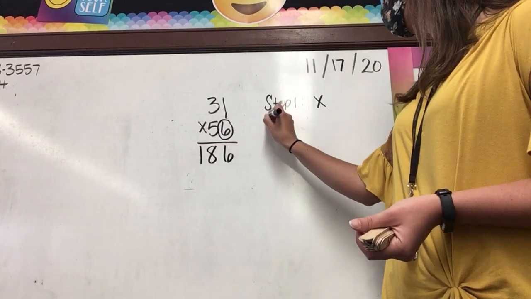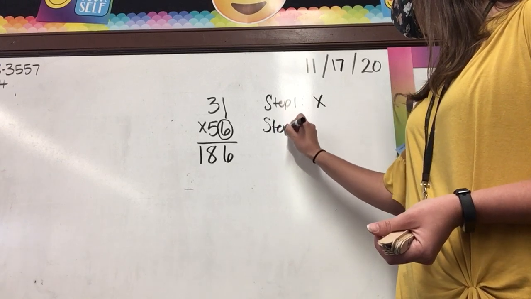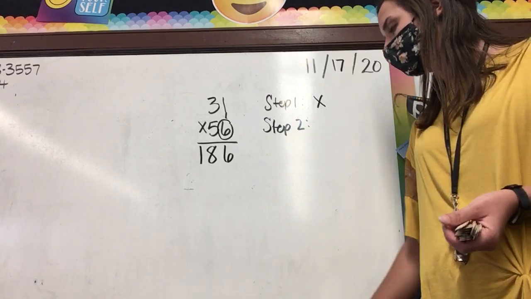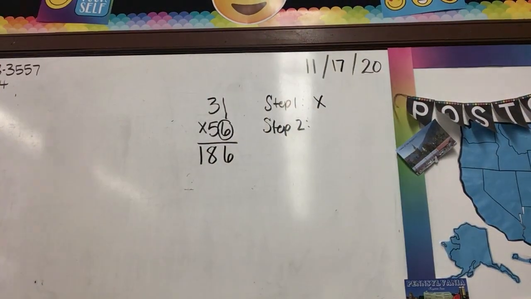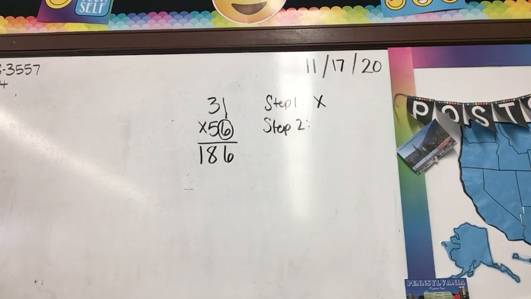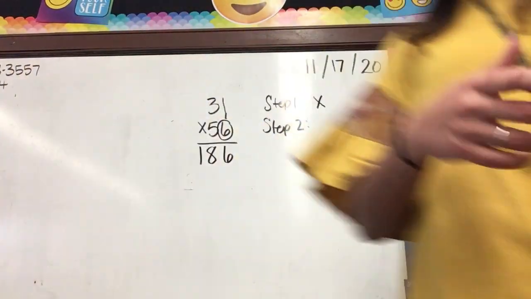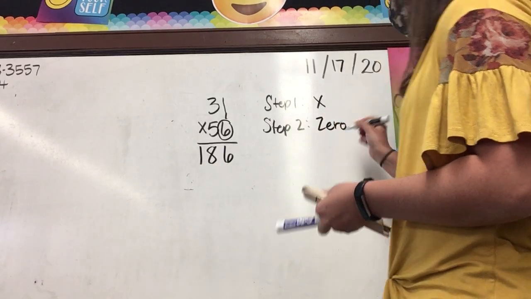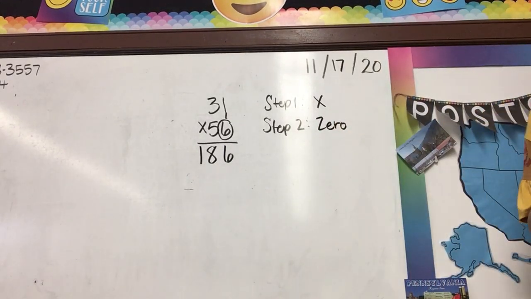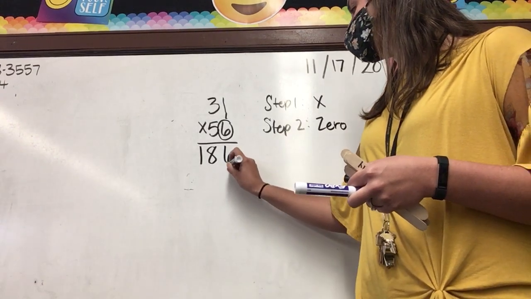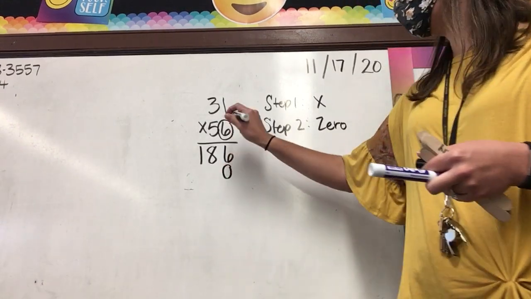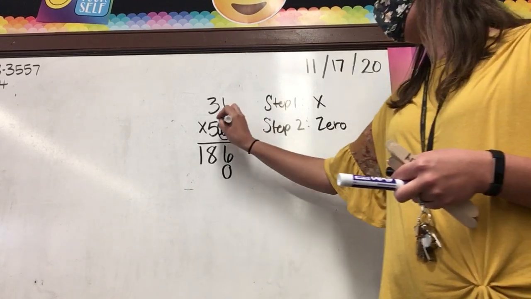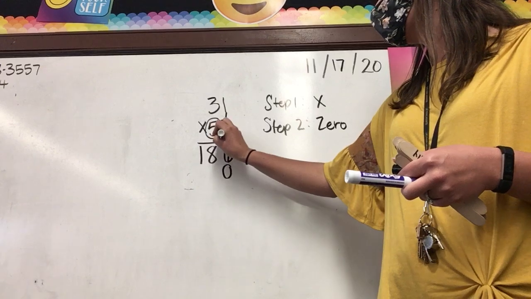Are we done? No. We're not, because we move on to our step 2. Step 2, what is our step 2, Cordell? Add the 0, you're absolutely right. Cordell, where am I going to add that 0? Under the 6, most important. That's because we're moving on from the 6. We're done with the 6. We're moving on to the 5 and the tens place value.